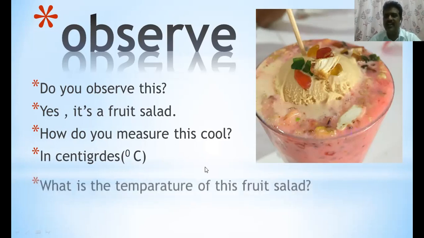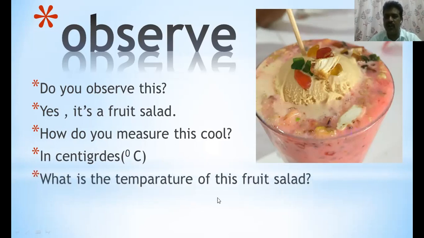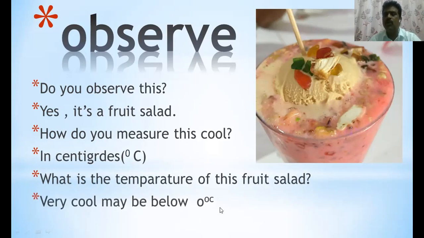We can say the temperature of this fruit salad is very cool, maybe below 0 degree centigrade. It's not even 0 degree. The coolness of this fruit salad is not even 0 degree. So the temperature of this fruit salad is very cool. So we can say it may be below 0 degree centigrade. Below 0 degree means what is the number will you give?